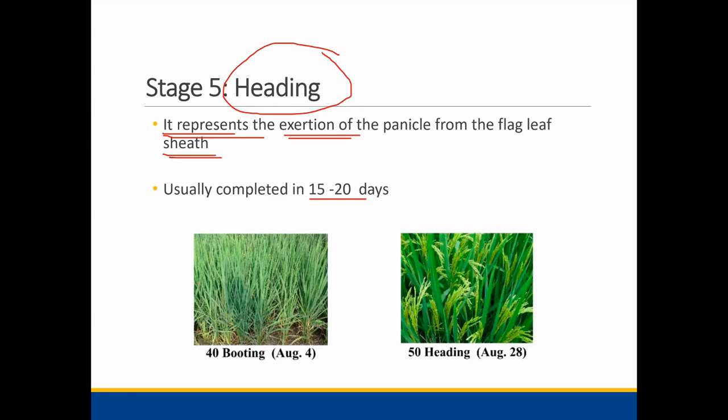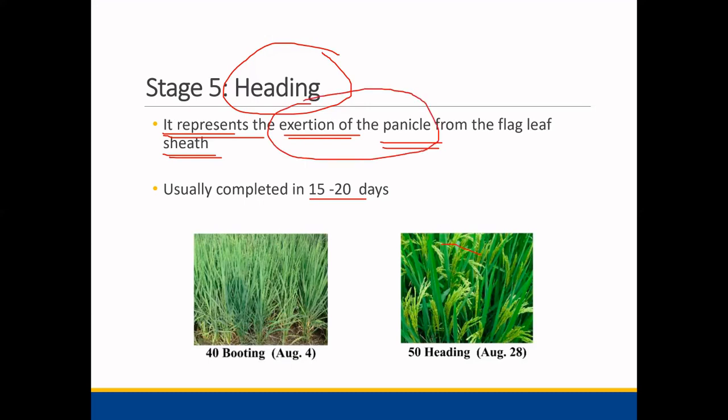Since it's very difficult to visualize in a photo. But if you go to the field, you can identify booting through the swelling of the flag leaf. In the next picture that shows the heading stage, it is very clear. From the flag leaf, the panicle is coming out completely. That's called exertion of the panicle.